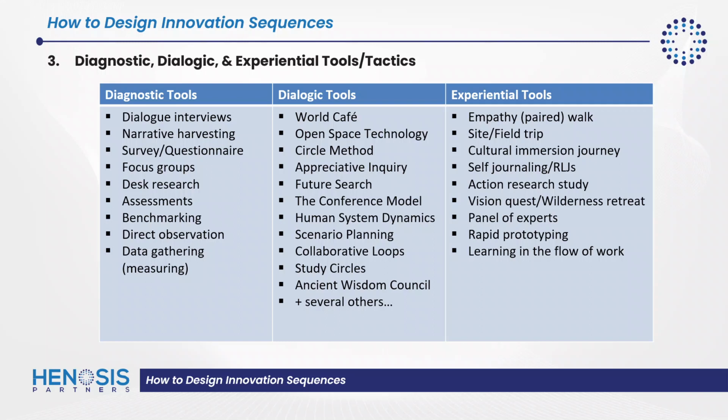And lastly, we can employ experiential tools, tools to help deepen learning for all involved. We can use tools such as an empathy walk, or conducting a site or field trip into the system to engage the edges. We could participate in a cultural immersion journey, or initiate self-journaling exercises. We could initiate an action research study, or have stakeholders participate in a vision quest or wilderness type of retreat. We could engage a panel of experts to share divergent views to expand the thinking for all involved. Rapid prototyping is a common experiential tool as part of the broader end-to-end innovation sequence, as is learning in the flow of work.